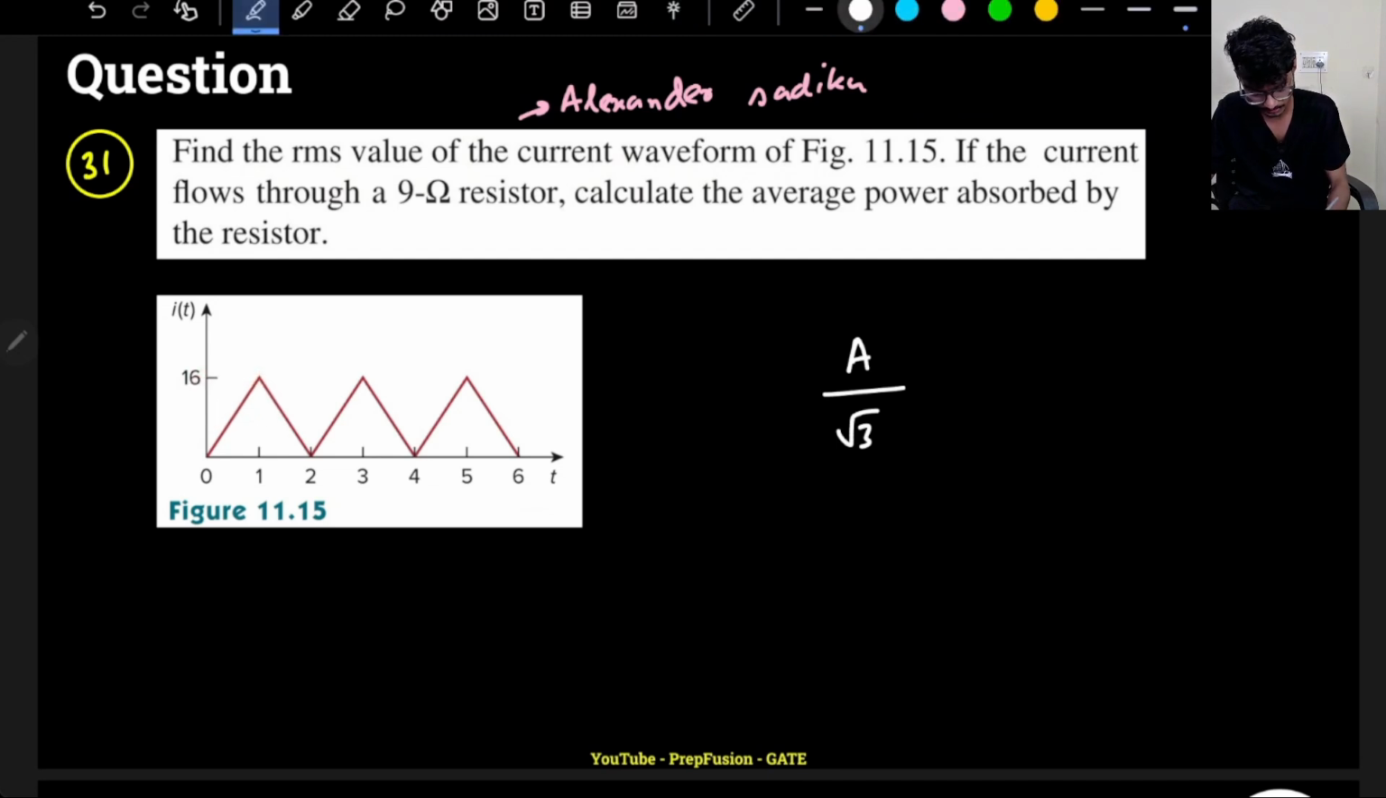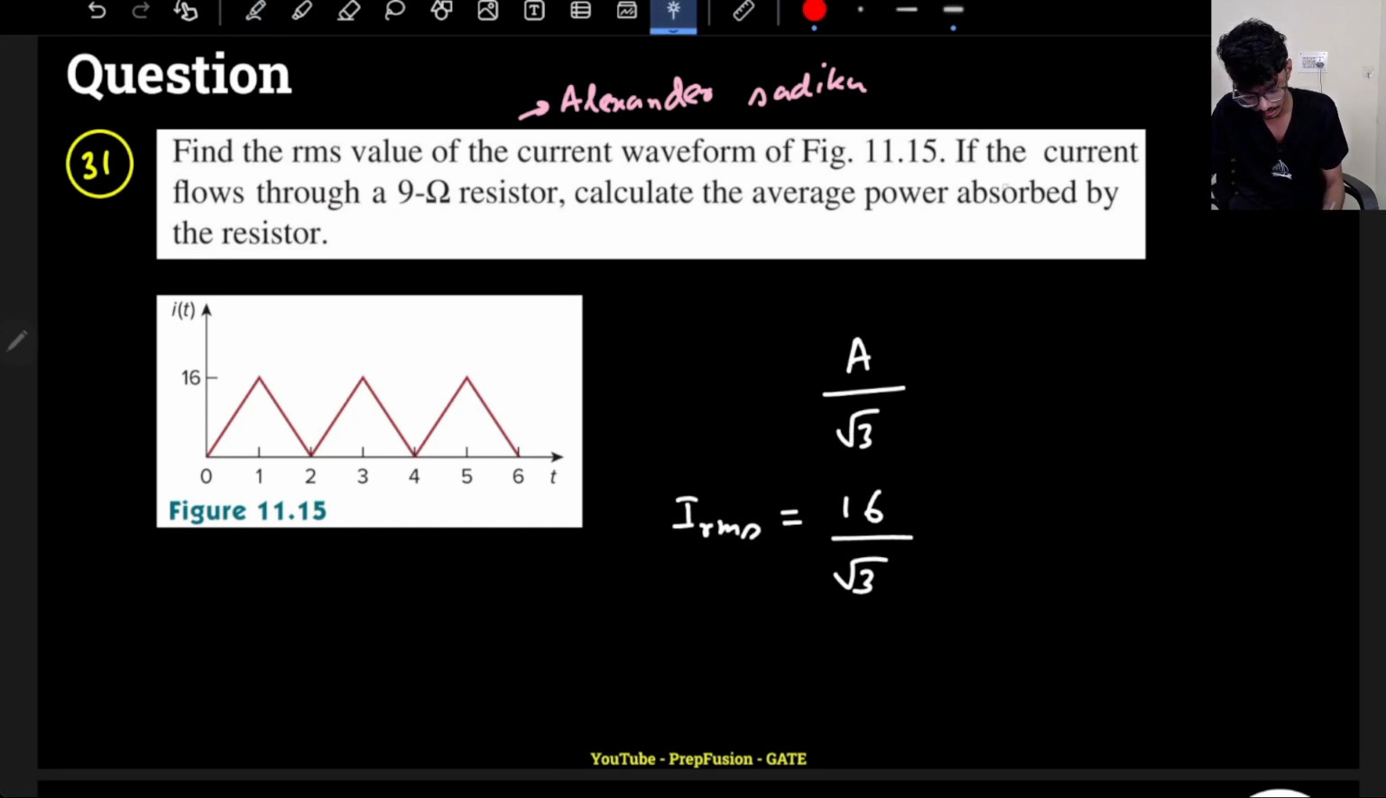So this will be 16 by root 3. This is the IRMS basically. What about the other part? The current flows through a 9 ohm resistor. Calculate the average power absorbed by the resistor.